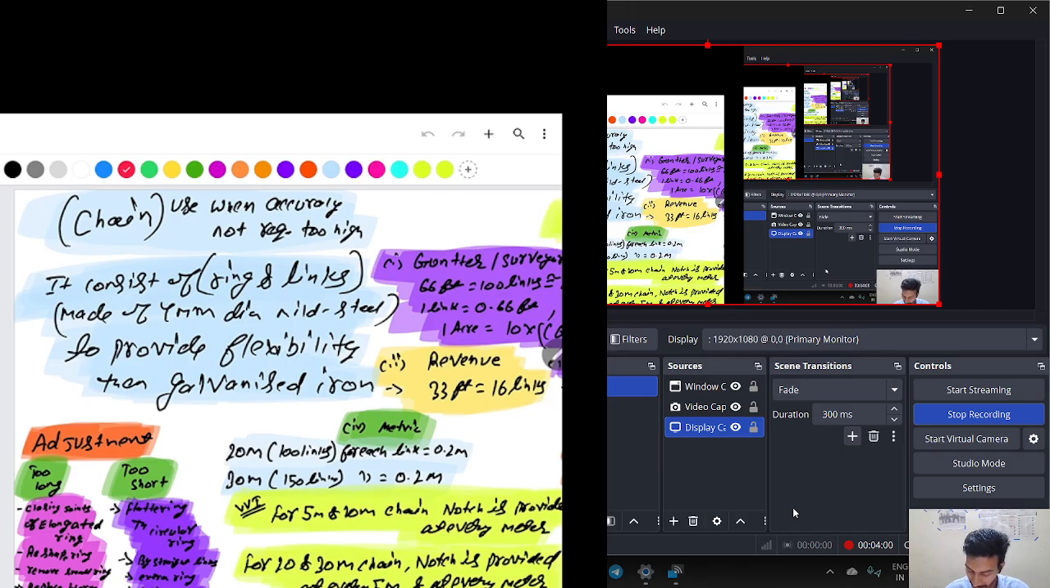It consists of rings and links made of 4 mm diameter mild steel. It is made of 4 mm diameter, okay? To provide flexibility, better than galvanized iron.